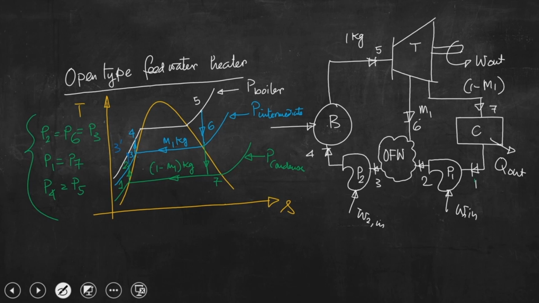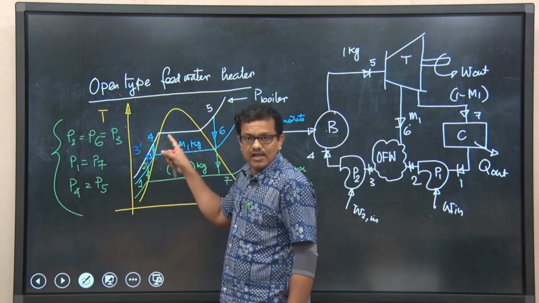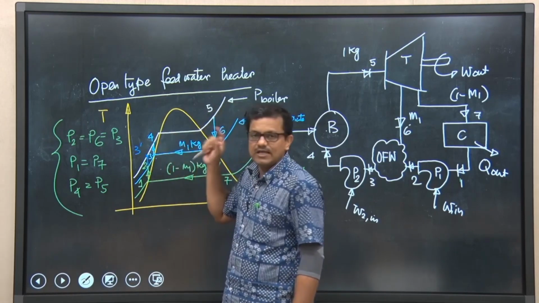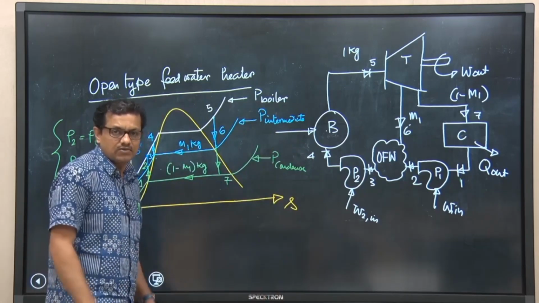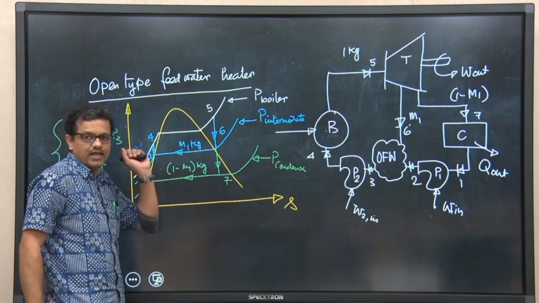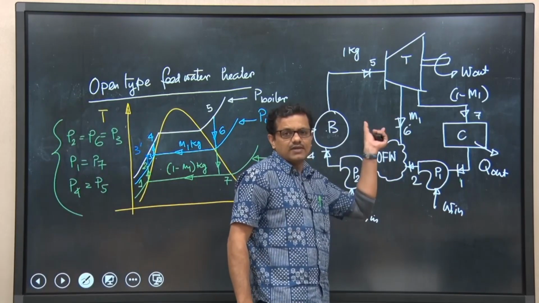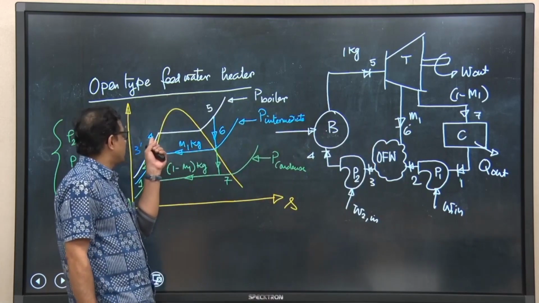Had this arrangement not been there in the circuit, we would have obtained the temperature of the feed water at the inlet of the boiler as 3 prime, if the operating pressure of the boiler remains the same. I would like to tell you that if the operating pressure of the boiler is the same, that is P4 equal to P5, then by making use of this arrangement, the temperature of feed water at the inlet to the boiler is now T4.